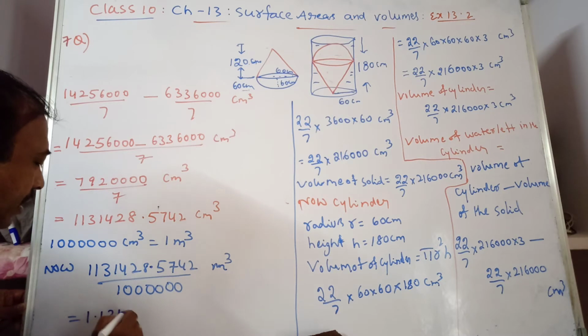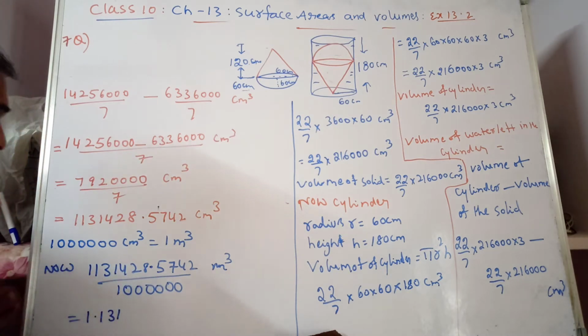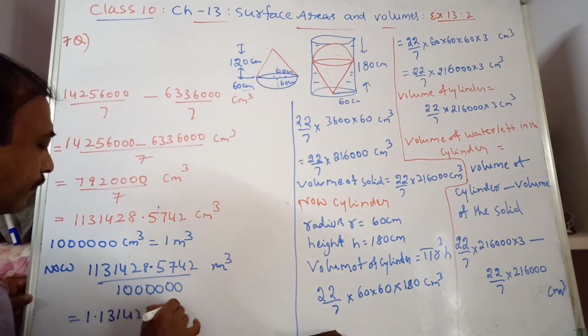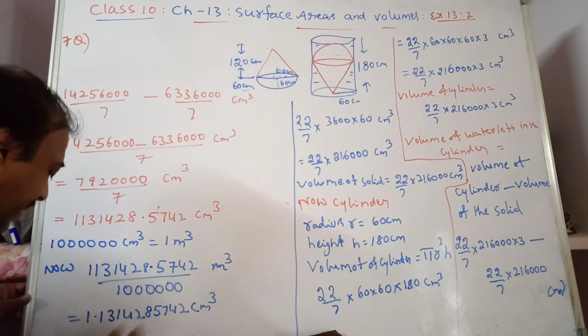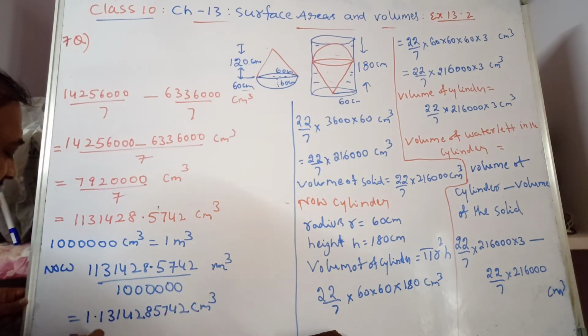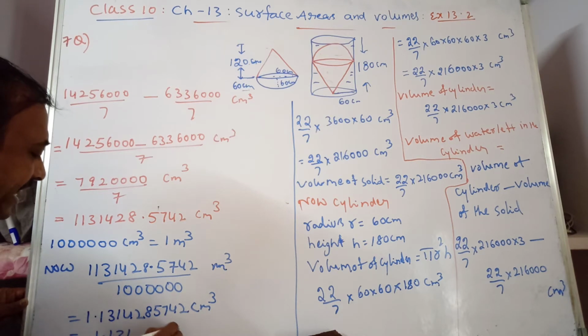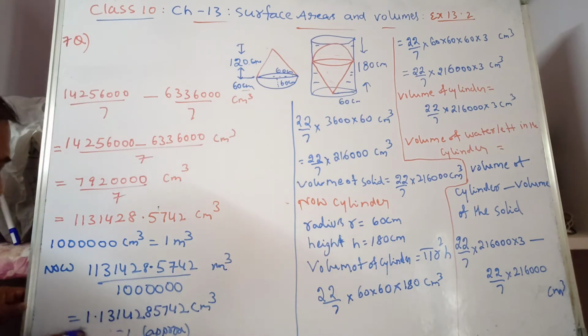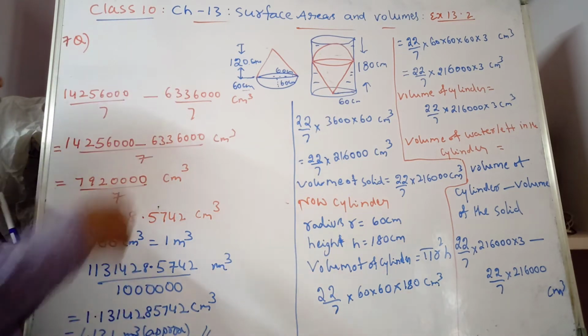1.131 approximately. We are taking 131. Look at this, 1.131,428,5742 centimeter cube, but we are taking approximately 1.131 approximately. This is meter cube. How much? 1.131 meter cube of water left over in the cylindrical part.